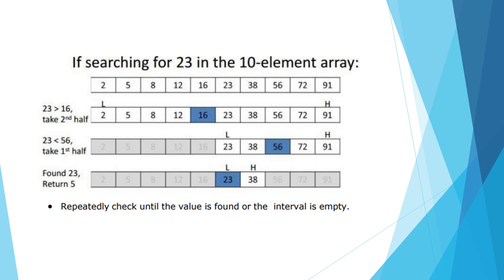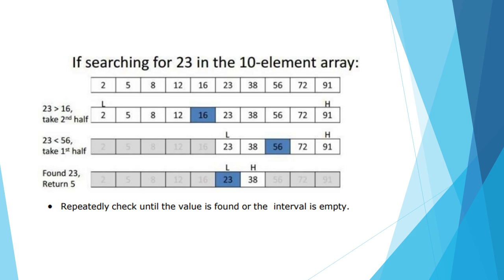So the L value changes to mid plus 1. The mid value is 4, so 4 plus 1 is 5. Now the value of L is 5 and H is 9. Now we calculate the value of mid, that is 5 plus 9 divided by 2, which is equal to 7. So we will search the element present at the 7th index. The element present at the 7th index is 56. When compared to 23, it is greater. So the searching should take place in the first half of the array. So the high value will be changed. Now high equals mid minus 1. Mid equals 7, so H equals mid minus 1, which is equal to 6.